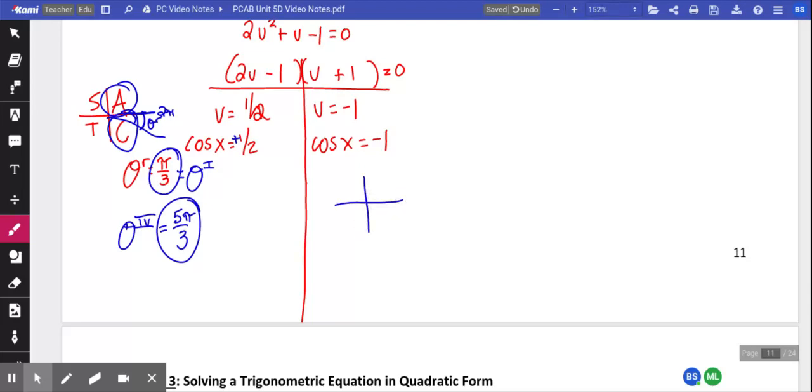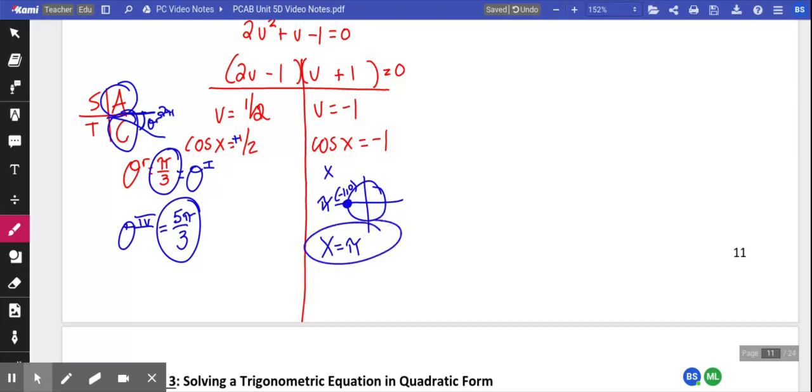And this comes off our unit circle, right? And so off the unit circle, if we remember, the cosine of x, or the cosine is the x value of the point. So where's the x value equal to -1? That would be at this point here, right? Because that would be the point -1, 0. And that would be at pi, right? So pi would also be one of our answers.